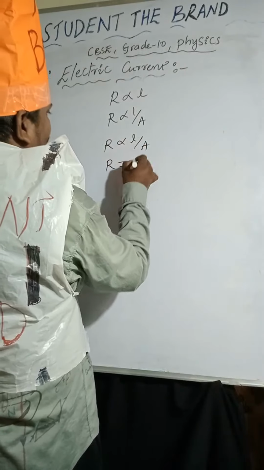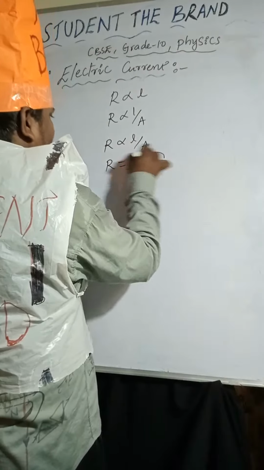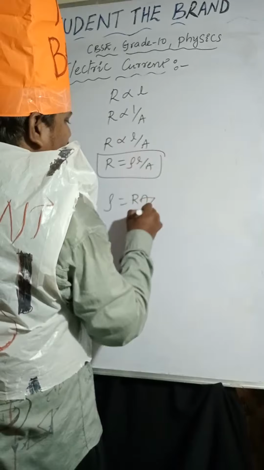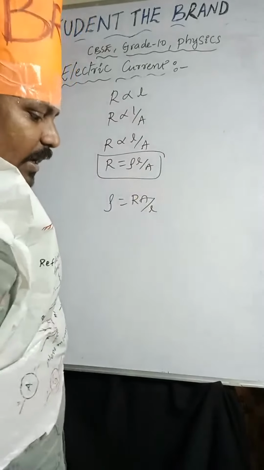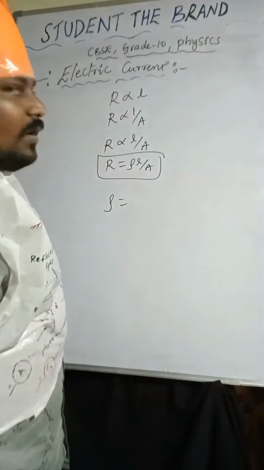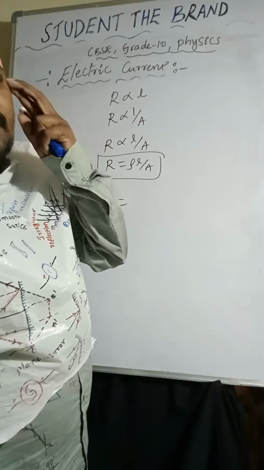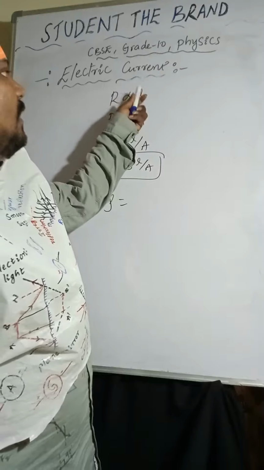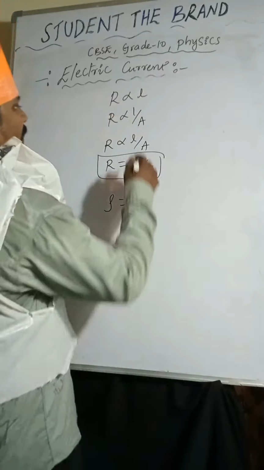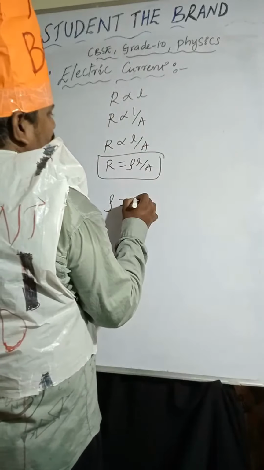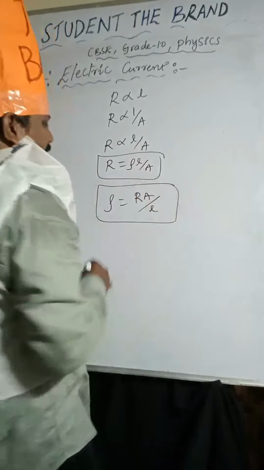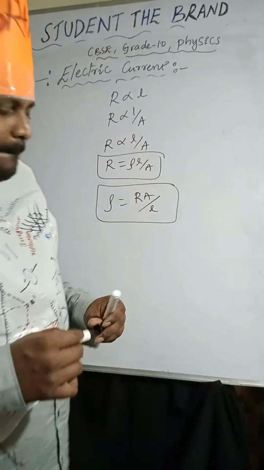R equal to rho into L by A. Rho equal to RA by L. I hope it is very clear. Just check once: R is directly proportional to the length of the conductor, R is inversely proportional to the area of cross section, R is directly proportional to L by A, so rho equal to RA by L.